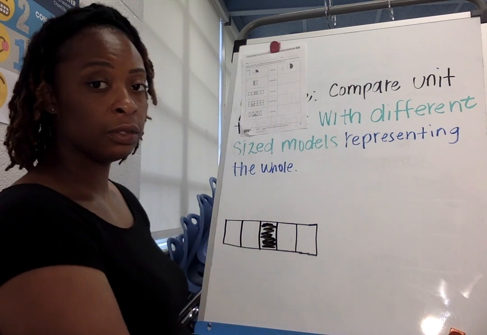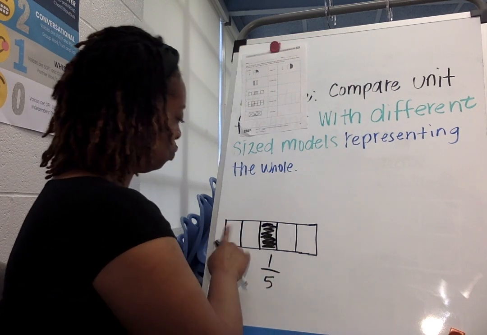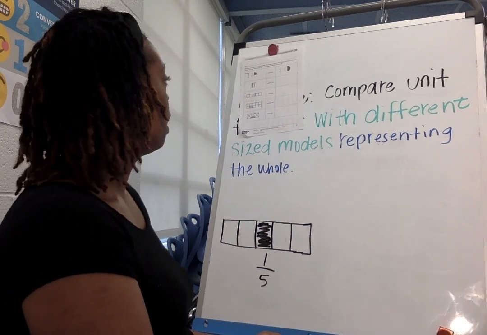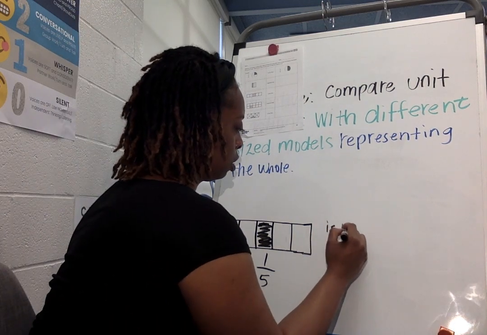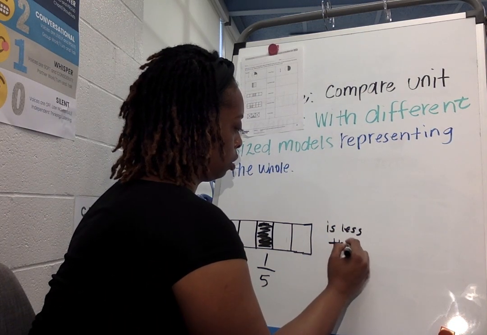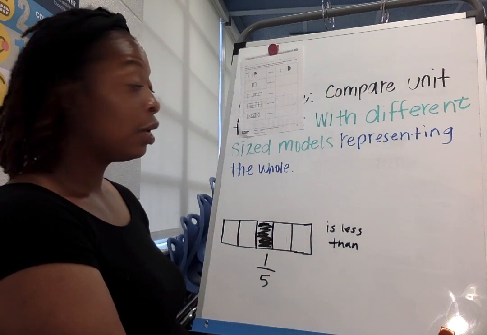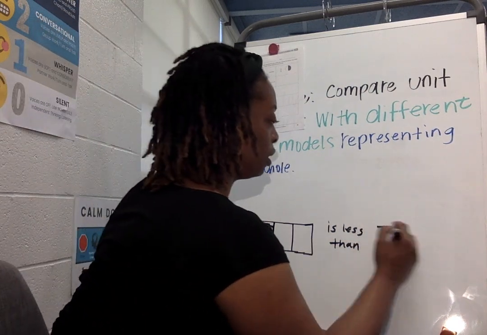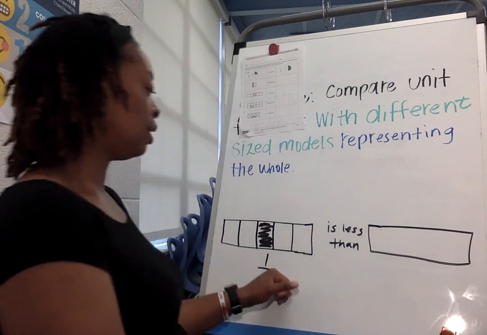So what's this fraction? 1/5. There's one section shaded in out of the 5 sections. Okay. Our sentence in the middle says is less than. So we already know whatever we draw here in our rectangle has to be less than 1/5.